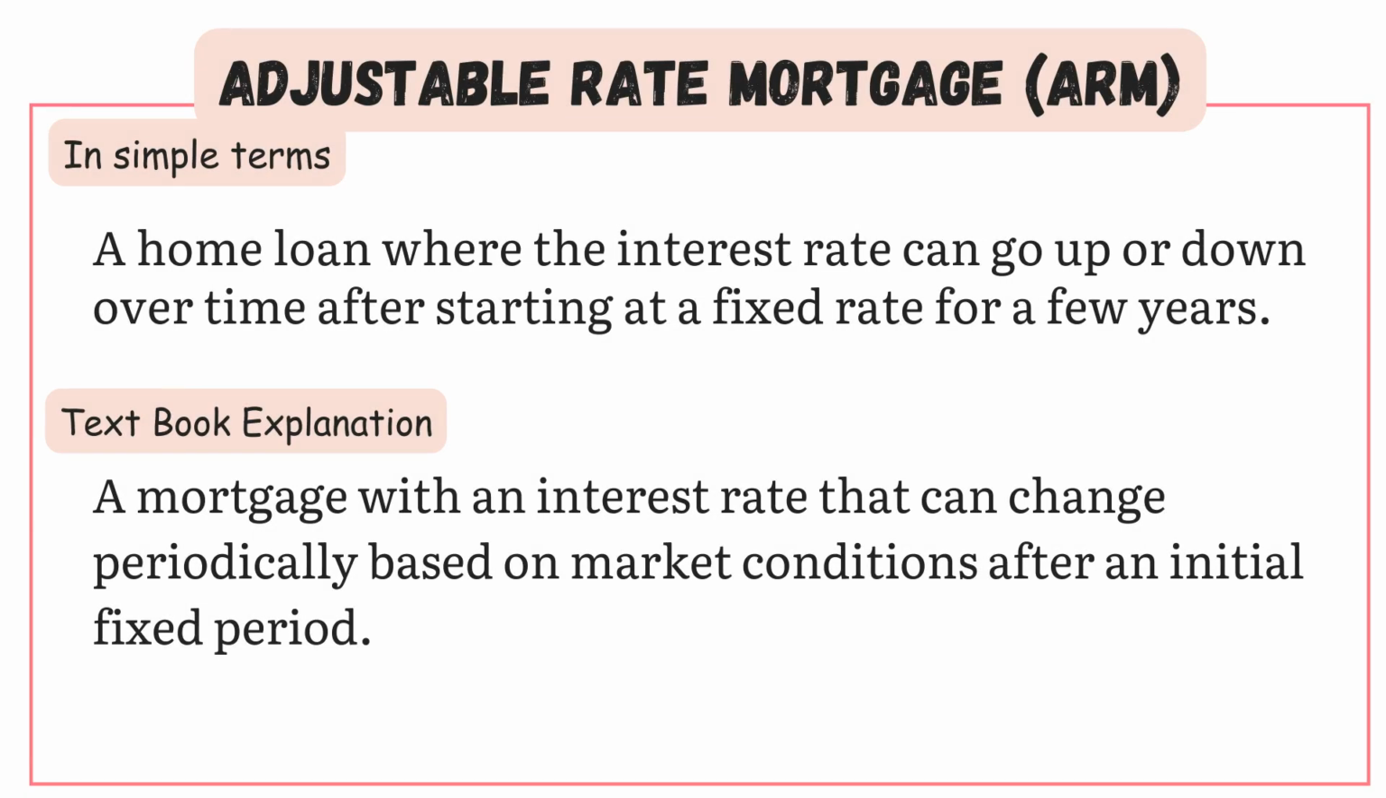Adjustable rate mortgage, ARM. In simple terms, it is a home loan where the interest rate can go up or down over time after starting at a fixed rate for a few years. As per textbook definition, adjustable rate mortgage, ARM, is a mortgage with an interest rate that can change periodically based on market conditions after an initial fixed period.